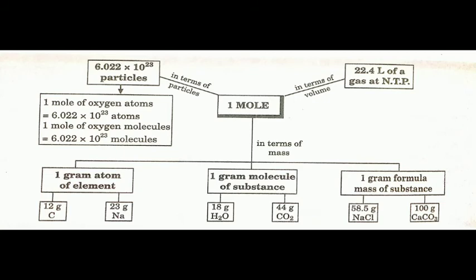And 1 mole in terms of masses: if that mass is of an atom, then 1 gram atom of the element, for example 12 gram for carbon, 23 gram for sodium. And if we take molecules, then 1 mole is equal to 1 gram molecule of the substance, for example 18 gram of water and 44 gram of carbon dioxide. And 1 mole in terms of the formula concept is 1 gram formula mass of the substance, so for sodium chloride it is equal to 58.5 gram, and for calcium carbonate it is 100 grams.